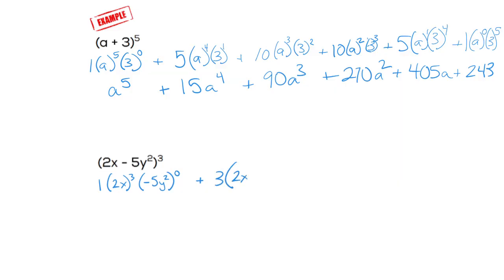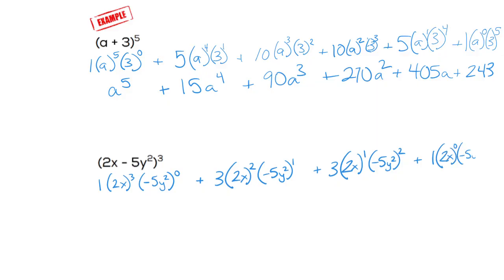Then you take your 2x and you work its way down. Negative 5y squared, going to work its way up. So now it's to the 1st power. Plus another 3, and then you have a 2x working its way down. So it's now to the 1st, while the negative 5y squared is now going to be to the 2nd. Plus, now it's a 1, and you have your 2x to the 0, and the negative 5y squared is now cubed.